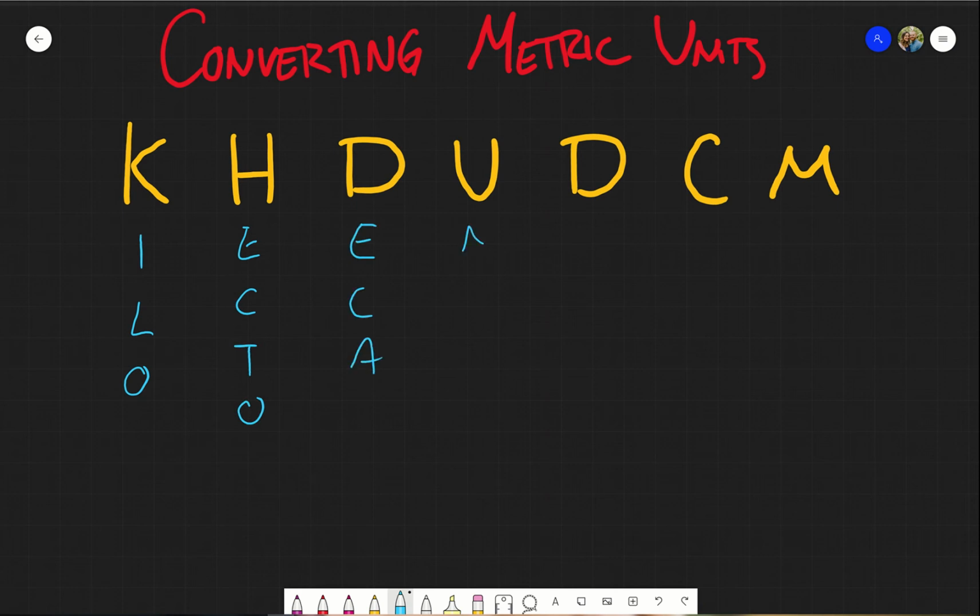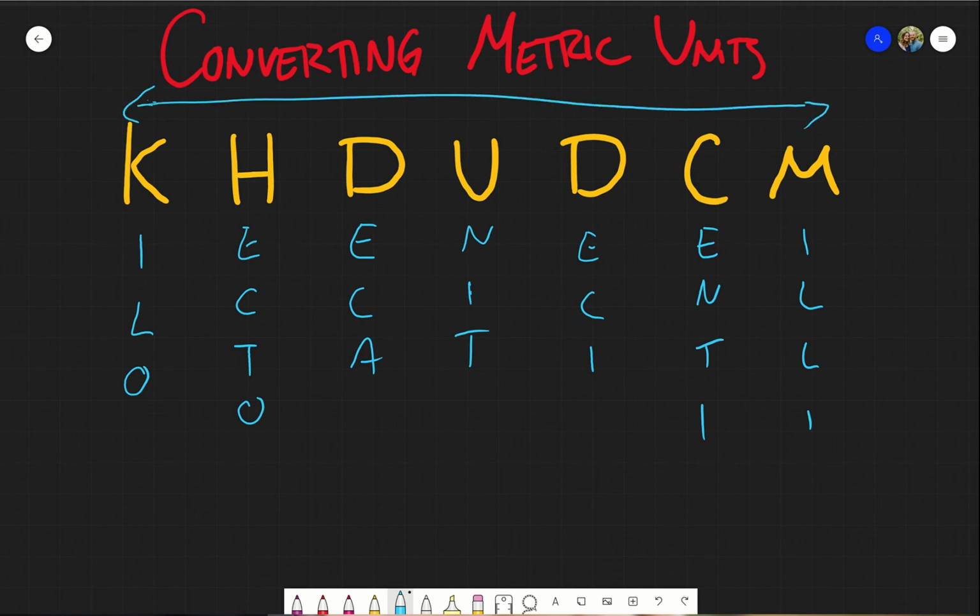deca. Remember, U is the unit, which is the meter, liter, or gram with no prefix on it. This is deci, centi, and milli. So we have kilo, hecto, deca, the unit, deci, centi, milli. Starting as the biggest, and getting smaller and smaller as you go. So this is bigger units and smaller units. Okay, so if you want to pause this, write this all down, you're going to want to have this on your paper here.